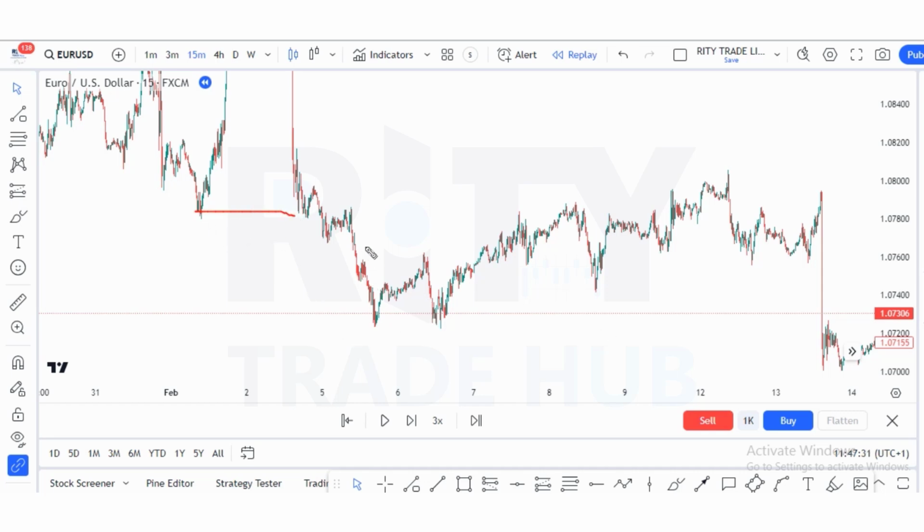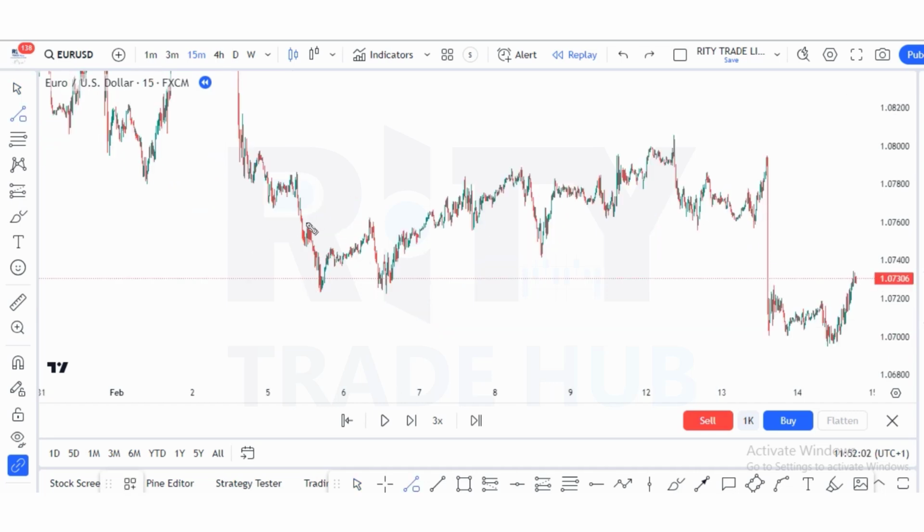We have price creating multiple inducement zones. Let me shrink this. Right here we have our inducement taken out, and then price failed to break structure here. So where do we have our actual break of structure? We have our actual structure break right here. Price did break our structure.